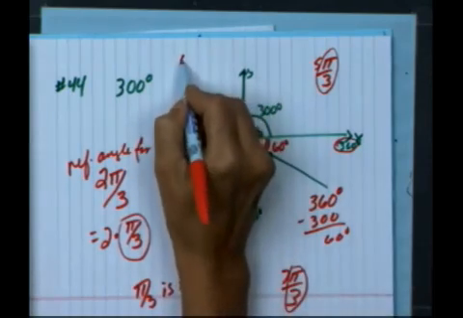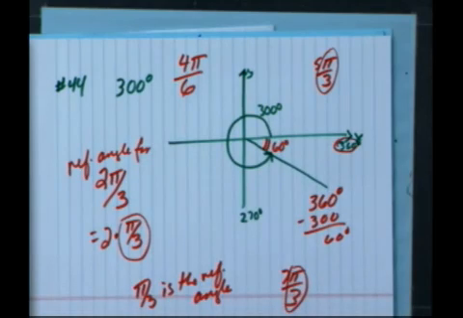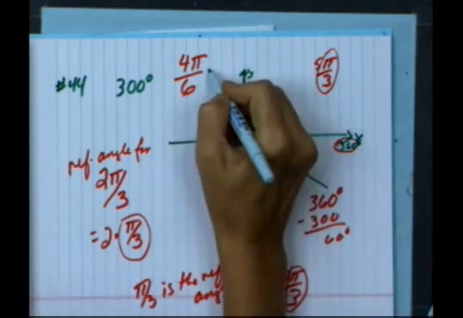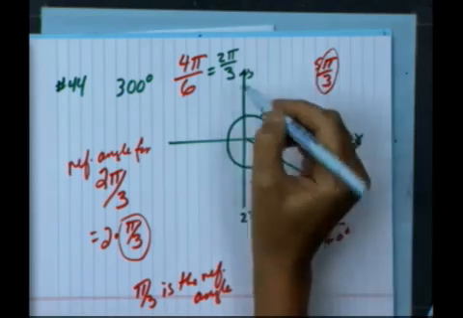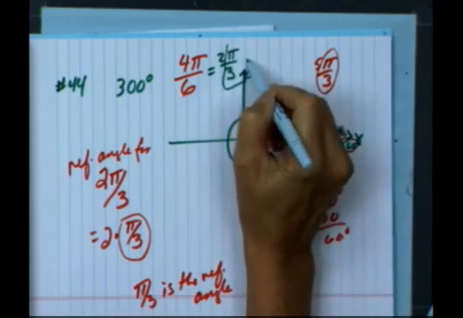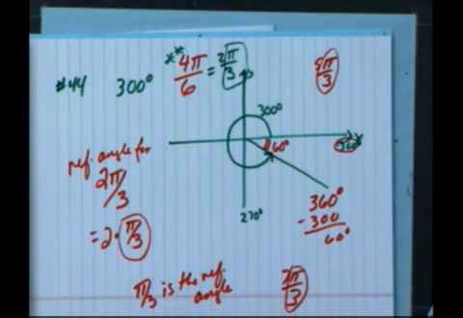Suppose you have 4 pi over 6. What's your reference angle? Wrong. You have to reduce these to lowest terms before you can get to the reference angle. So this is 2 pi over 3. Now what's the reference angle? Pi over 3. All right. 4 pi over 6 reduces to 2 pi over 3, so you got a 60-degree reference angle there. All right, everybody got that?